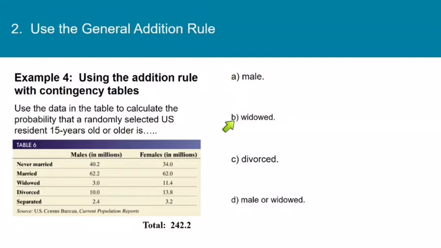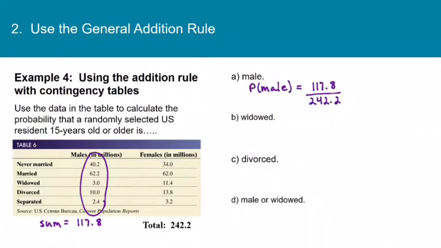So we'll work parts A through D together here. So the first one says, find the probability that a randomly selected U.S. resident 15 years or older is male. Okay, well the people in this column are the males, so let's go ahead and add up that column. The sum of the people in the male column is 117.8. So the probability that a randomly selected U.S. resident 15 years or older is male is going to be 117.8 over 242.2, which rounds to about 0.486.